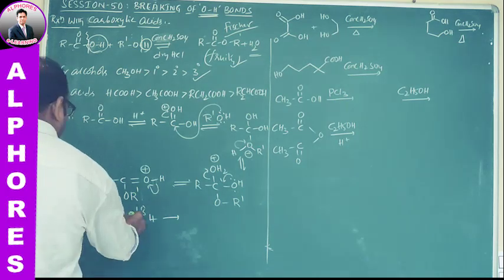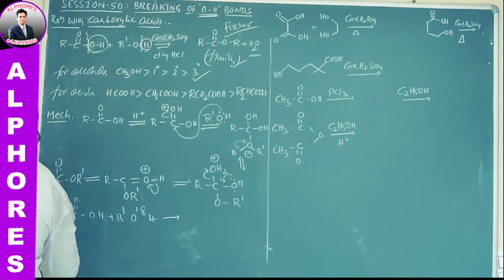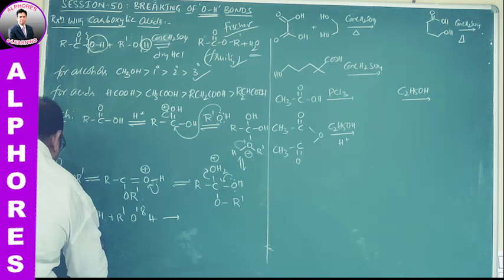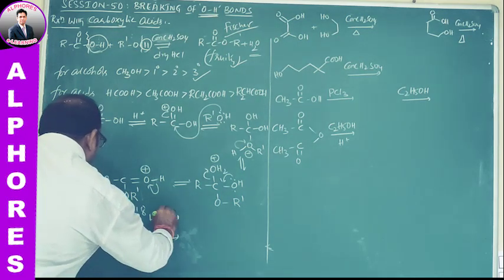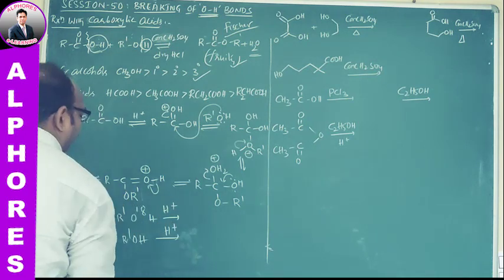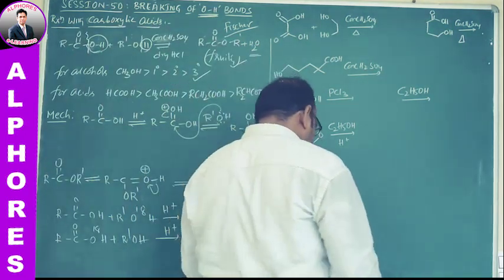Check out the mechanism by keeping O18 here, and one more, RC double bond O18H and R dash OH. In both reactions in acid medium, how are they going to proceed?